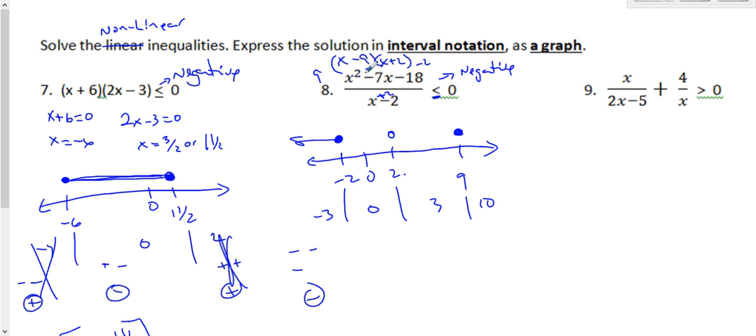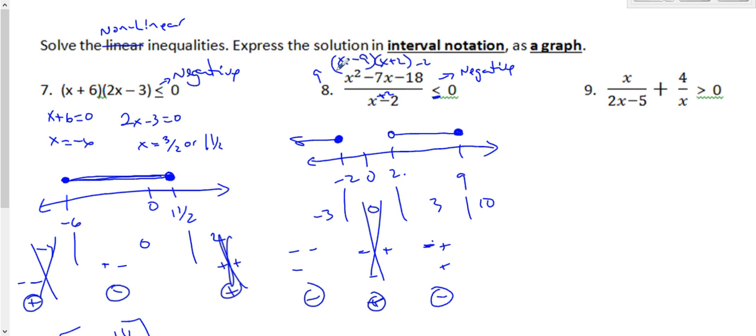When we plug in 0, we will get 0 minus 9, which is negative, 0 plus 2, which is positive, 0 minus 2, which is a negative, and 2 negatives will be a positive answer, so we do not want to include that part. Plug in 3, we get 3 minus 9, which is a negative. 3 plus 2 is a positive, and 3 minus 2 is a positive. So having one negative will be a negative answer, which means we will shade between 2 and 9.